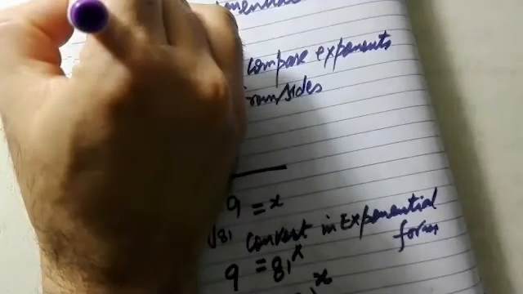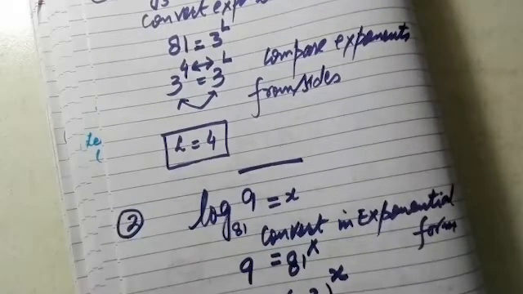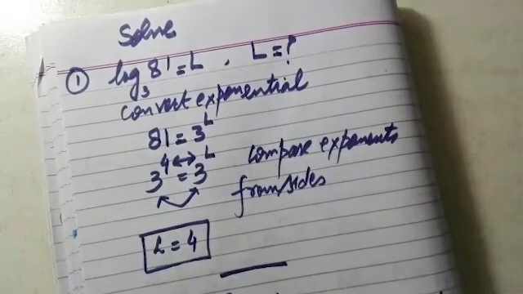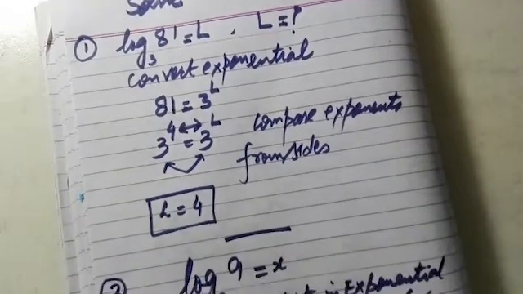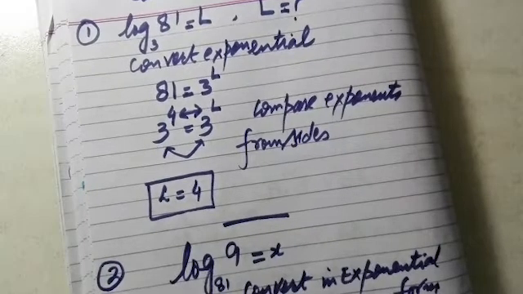The point I want to tell you is how to distinguish between the different types of questions. I have explained two examples. This is the first one. This is the second one. These are the two examples.